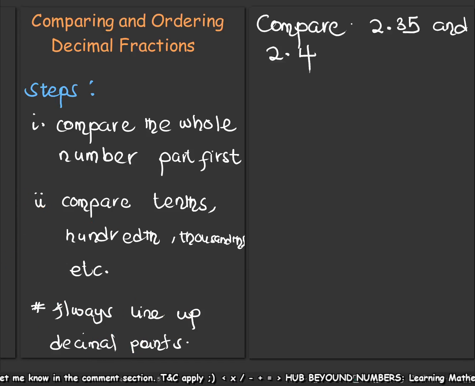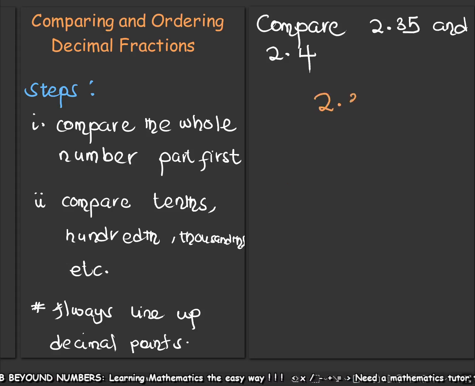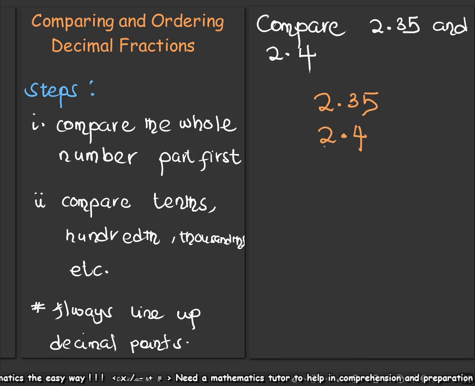Our first question says we have to compare 2.35 and 2.4. As I said earlier, do not think that because 2.35 has how many digits? 1, 2, 3. It has 3 digits. But 2.4, on the other hand, has just 2 digits. So don't just assume that because this has 3 digits, it is the biggest. No. The step says let's compare the whole numbers first. If you look at the whole numbers, this is 2, and this is also 2. So we can't just conclude yet.